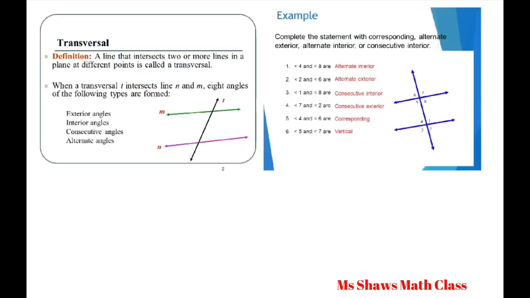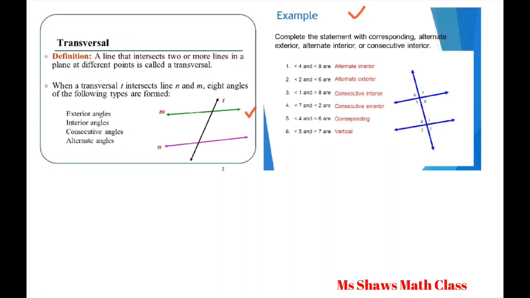All right. Now, when a transversal intersects a line, say M and M, this figure here, 8 angles of the following type or form: exterior angles, interior angles, consecutive angles, and alternate angles. So, for example, and also in your interior, you have alternate, interior, and consecutive. So you have more definitions. So let's look at this.